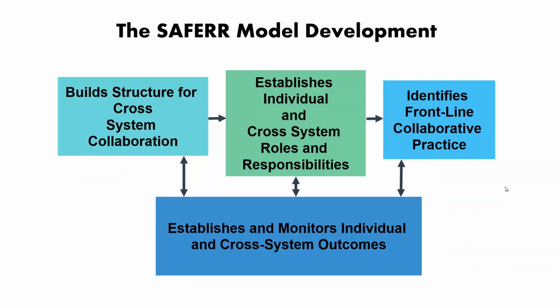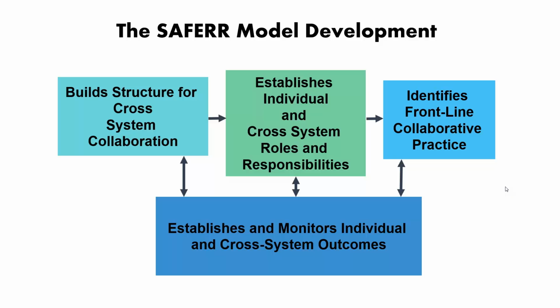So all of those appendices come together in a way that says the model of SAFER, screening and assessment for family engagement, retention, and recovery, builds on a structure of cross-system collaboration. It establishes the individual and the cross-system roles and responsibilities. Who's responsible for doing the screen? Who's responsible for doing the assessment? What information needs to be shared across those two areas? Who's responsible for the case plan? And when there's been changes in the case plan, who's responsible and whose role is it to notify and to work together across the agencies.